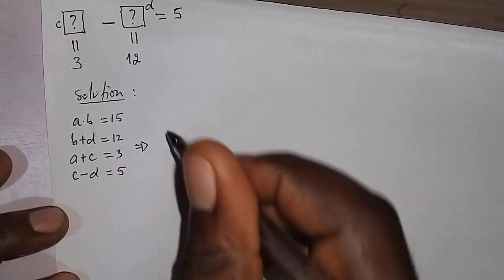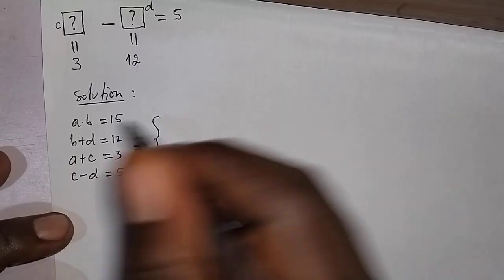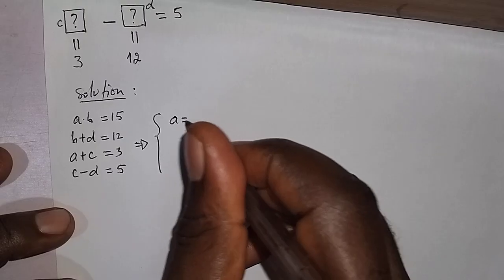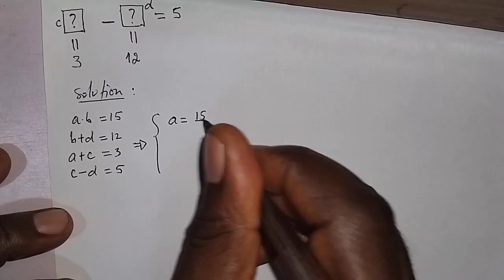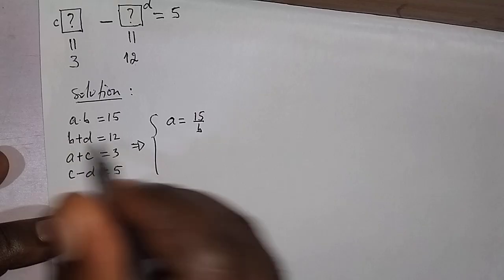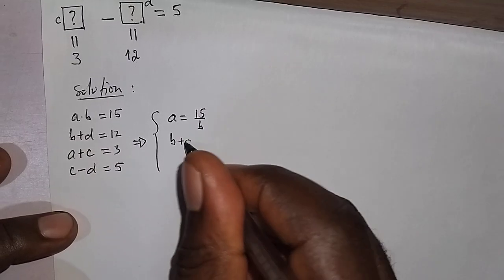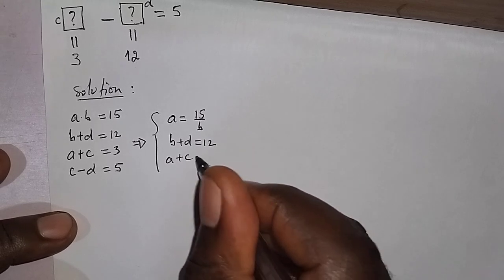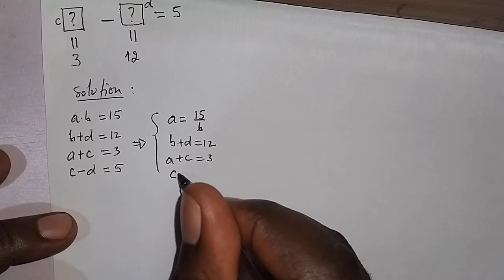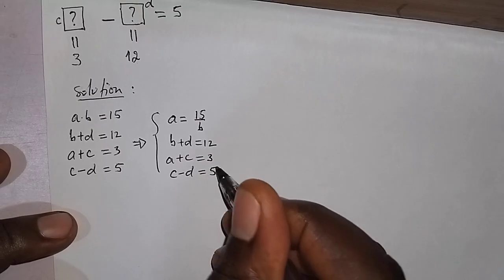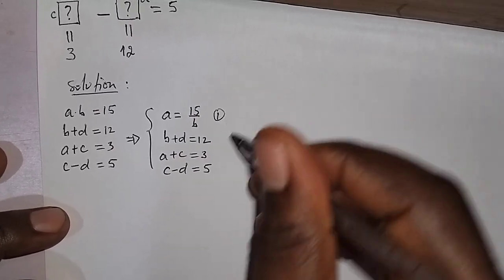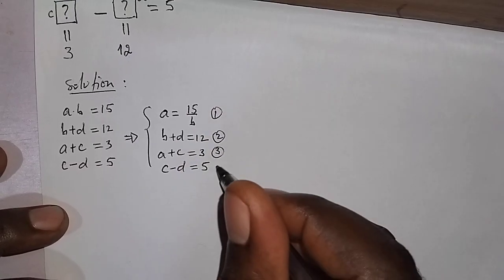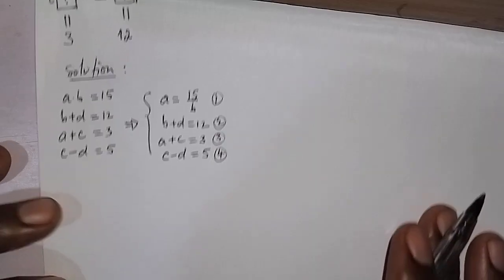So here we can find the value of A. A is equal to 15 over B. Here it is B plus D equal to 12, A plus C equal to 3, and C minus D equal to 5. Let this be equation 1, this be equation 2, this be equation 3, and this be equation 4.